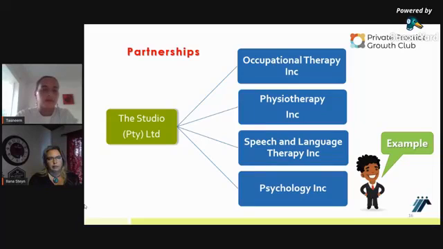And that's how you can then have a multidisciplinary practice. It's just that each discipline will have their own invoicing, because as a physiotherapist you have to invoice on a physiotherapy invoice. You can't have OT, physio and speech all on one invoice.